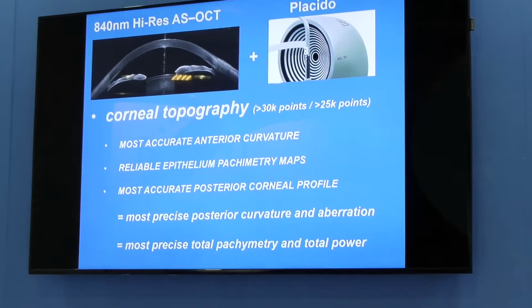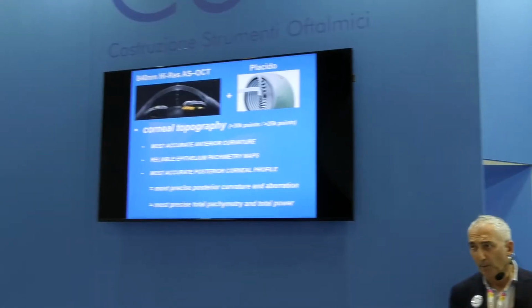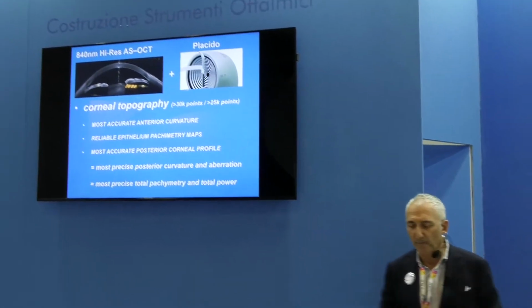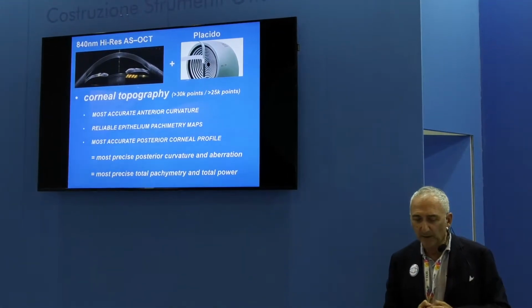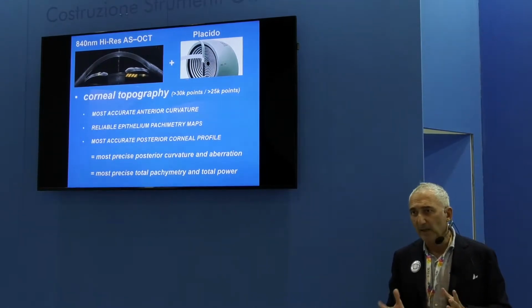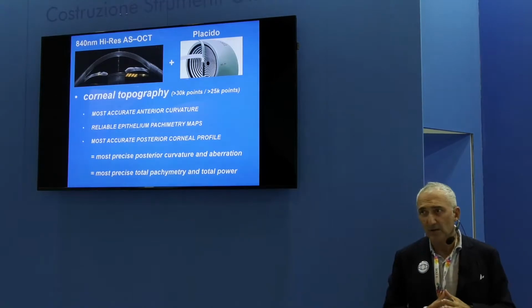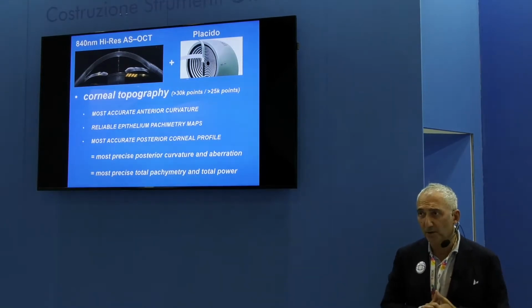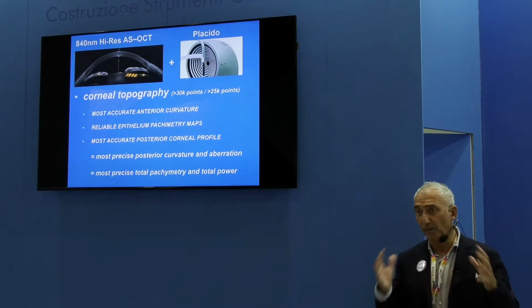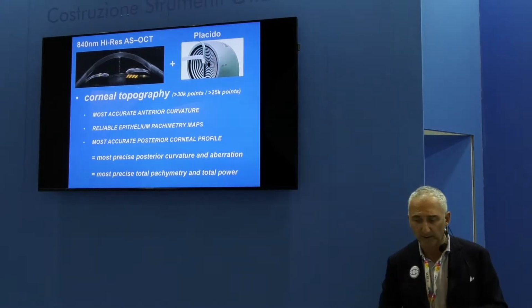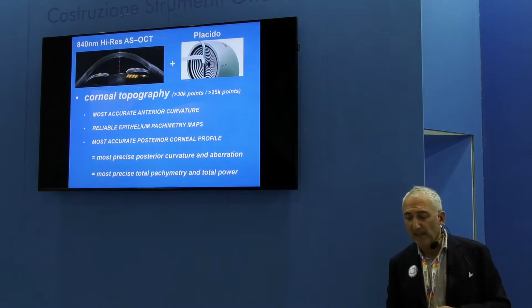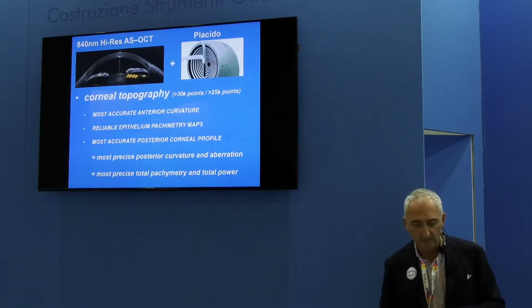But then, maybe the most important point that we can exploit the accuracy of this instrument is, in general, corneal topography, because the combination with the Placido disc allows an extremely high precision for the anterior surface of the cornea. And that means more than 30,000 measurement points, and little less for the inner side of the cornea.